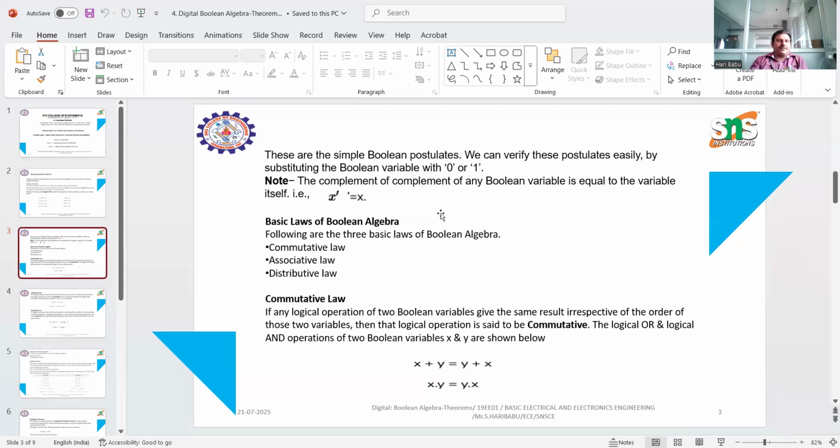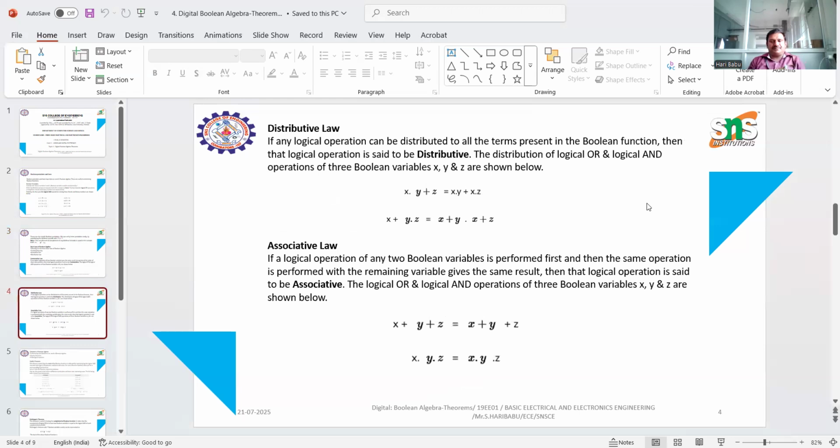Okay. Next is about distributive law. The distributive law says that if any logical operation can be distributed to all terms present in the Boolean function, then the logical operation is said to be distributive. The distribution of logical OR and logical AND over these three variables x, y, z is shown below.